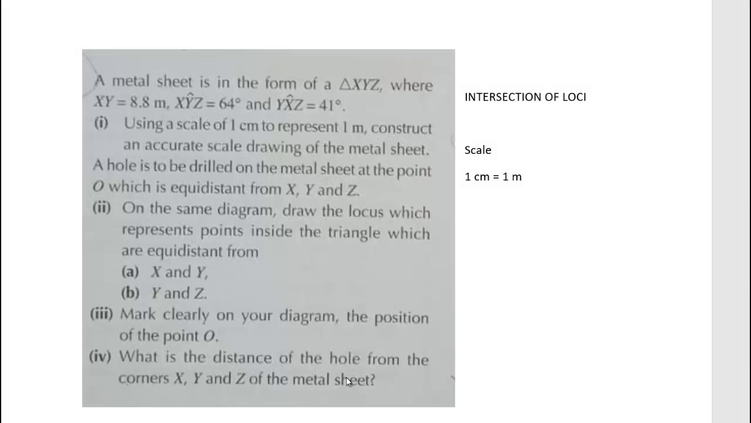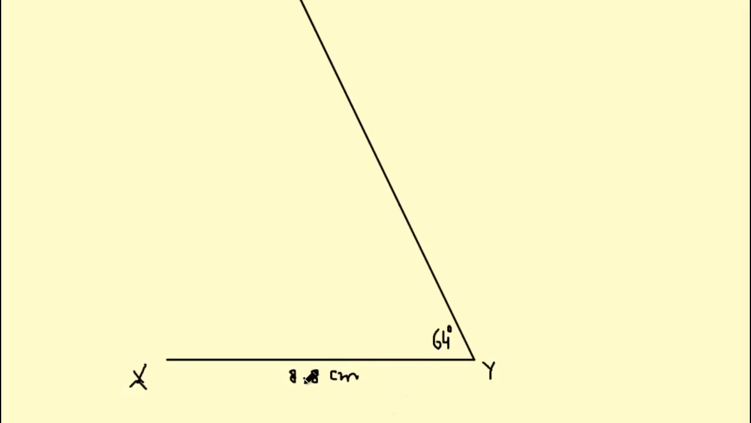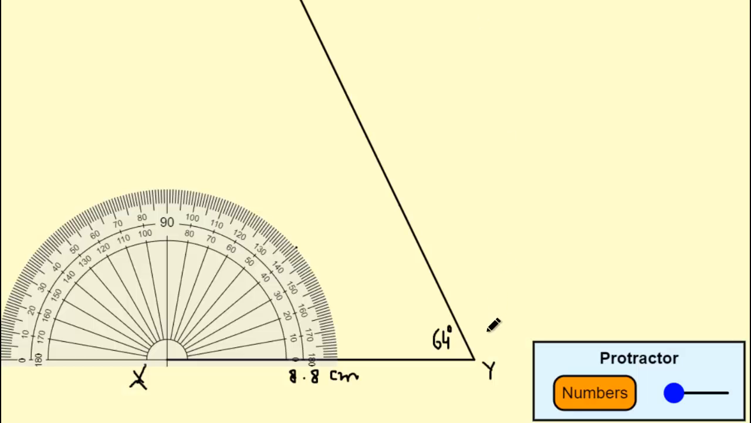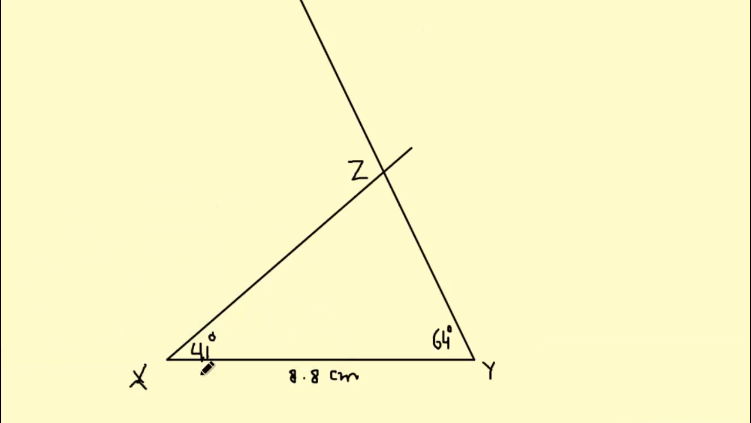Angle XYZ, Z is somewhere on this line, 64. YXZ is 41. I mark 41 angle here. This is 41 degree angle. And the point of intersection of both angles is here, and it is at point Z. So this is triangle XYZ, and this triangle represents a metal sheet.